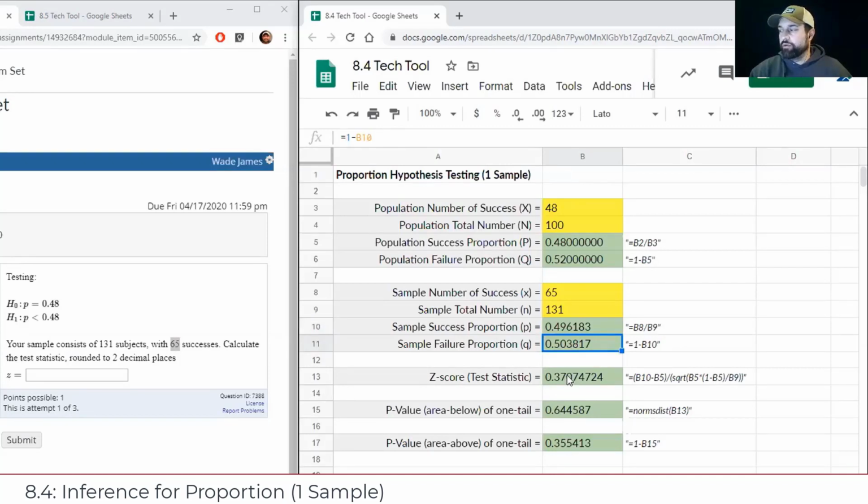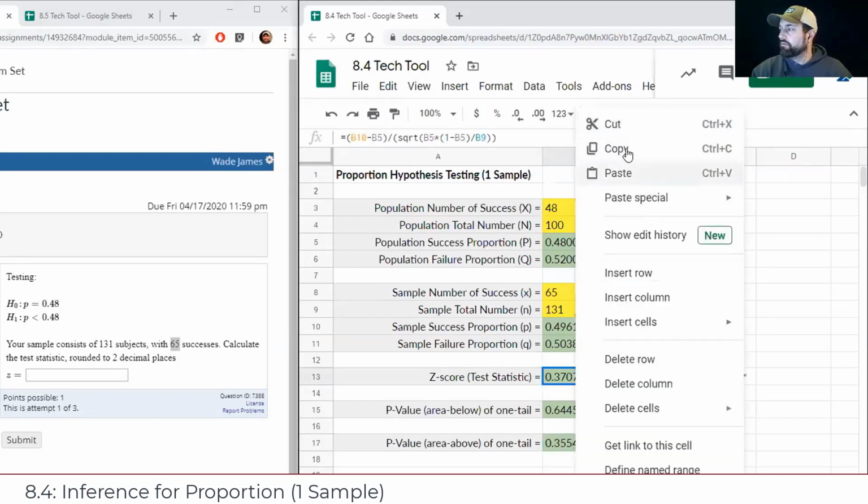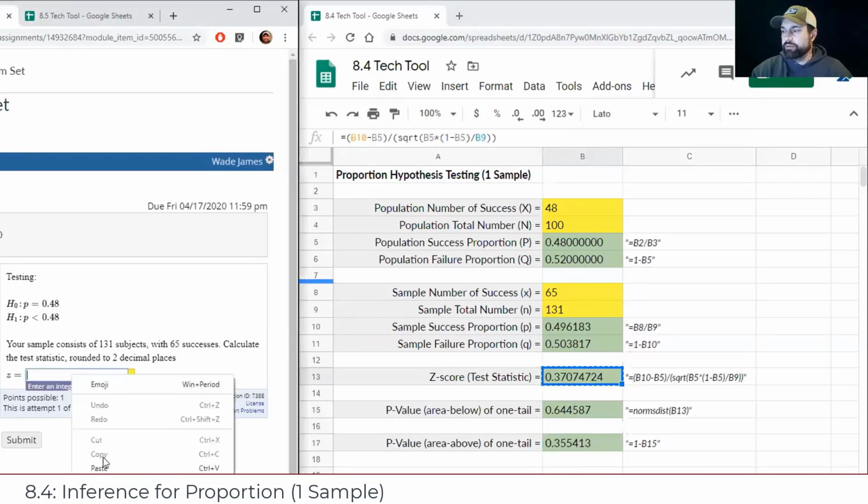We take that and we throw it into that formula for the calculation of the z-score. So we subtract the two proportions and then divide by the square root of the rest of the formula. And here's the z-score. And then we find the area below and the area above. And when you take a look at this, all we're asked is the z-score. So I should be able to copy the z-score right here, and paste it here.